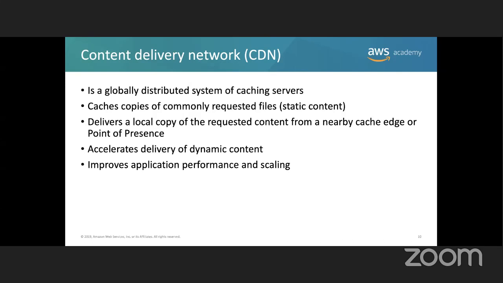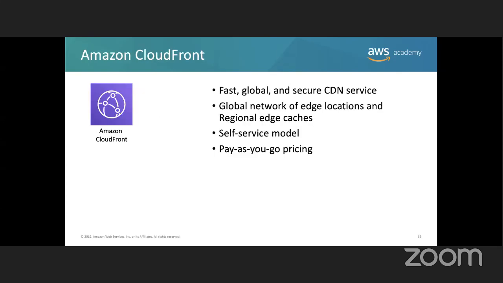Okay, these guys, alongside Route 53, work super well, and they make your application super highly available. Route 53 working with the routing policies and CloudFront working with caching locations is super highly available, and the latency is super low. Okay. So we have CloudFront here. It's a fast, global, and secure CDN service, content delivery network, with a global network of edge locations and regional edge caches.